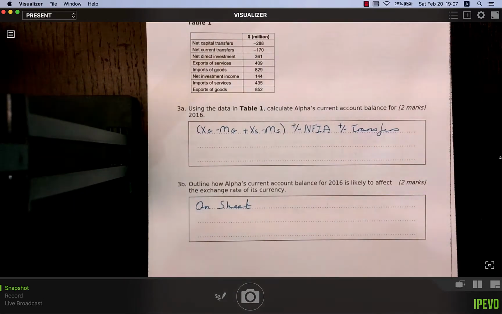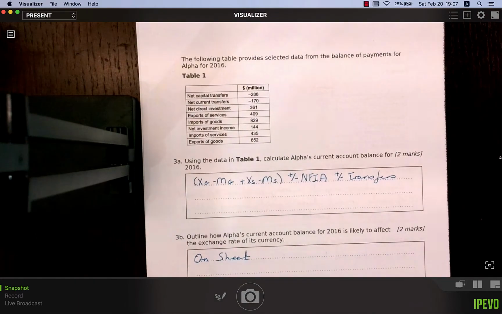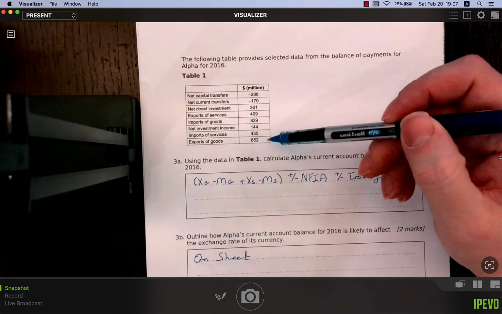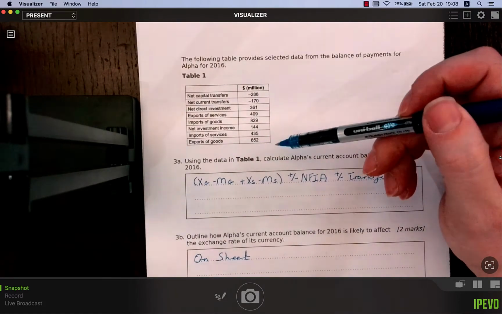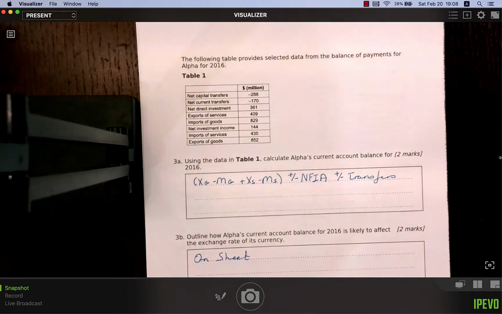Now, let's have a look here. The following table provides selected data from the balance of payments for this country, Alpha, in 2016. What I want you to see is that this is all over the place. There's no real rhyme or reason for the numbers here. As I said, you do usually get it in order, but it's not always going to be a guarantee.